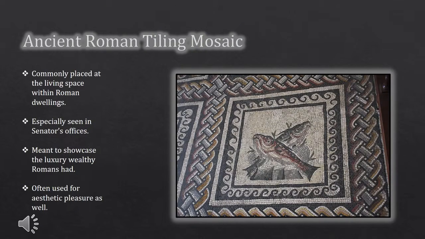Ancient Roman tiling mosaics were commonly placed in the living space within Roman dwellings. These were meant to showcase the luxury wealthy Romans had, and were often used for aesthetic pleasure as well. Basically, these mosaics created by tiling were typically placed in a special section of the ancient Roman home. They were meant to be viewed as Romans would walk around them, and the more complex and vivid they were, the wealthier the owner of the house was known to be. As you can see, tiling has played a role in aspects of ancient Roman social and political life.